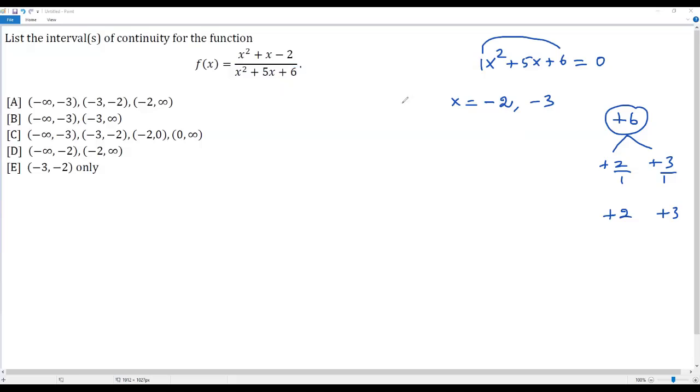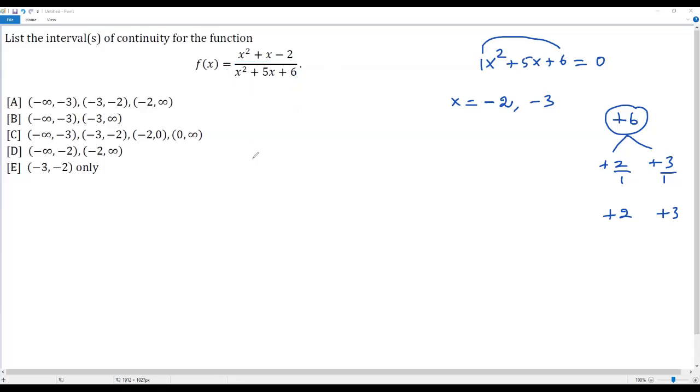And you can verify, that is, you can plug in x equals negative 2 over here. So when I do so, what will happen? This negative 2 whole squared will become positive 4. And when I plug in negative 2 for x, positive 5 times negative 2 will become negative 10, plus 6. So 6 plus 4 is 10, 10 minus 10 is 0. So the value negative 2 for x makes the denominator 0. And the same thing we can verify for negative 3 for x, that is, we can plug in negative 3 for x over here and check it. So definitely it will make the denominator 0.